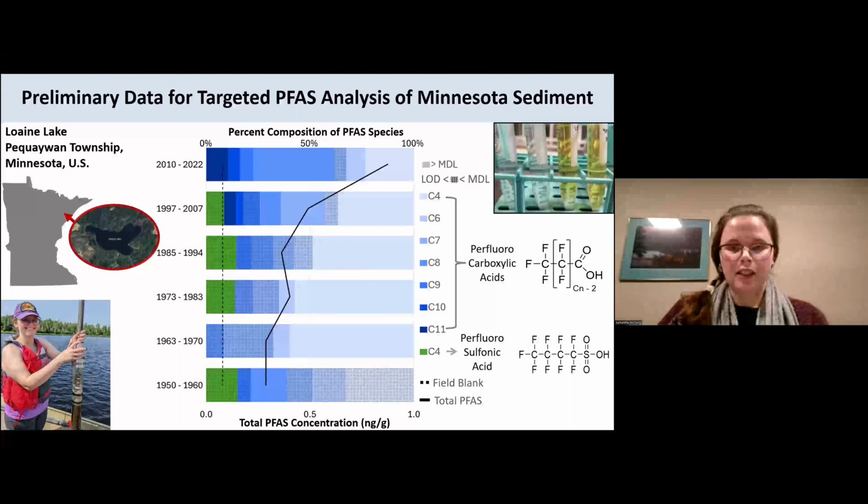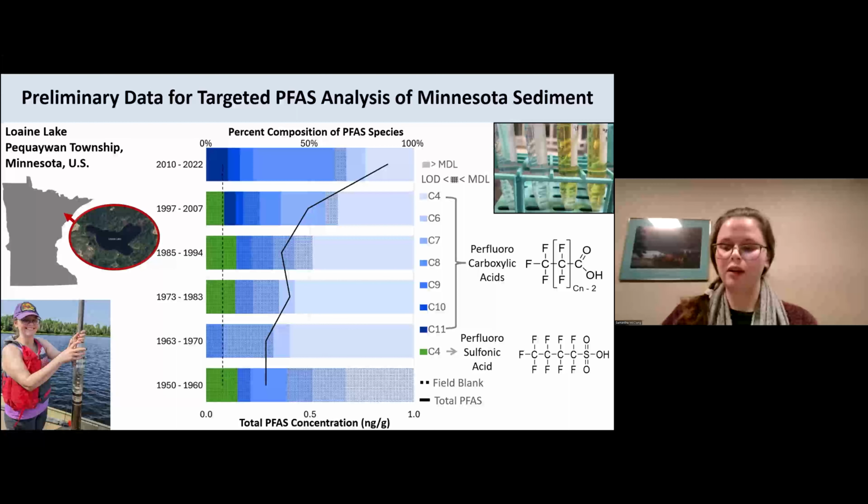The PFAS in the image in the center of the screen are separated by chain length from C4 to C11. And overall, the concentrations of PFAS are low but detectable. It is clear to see that perfluoroalkyl carboxylic acids are the dominant type of PFAS present. This is similar to what has been seen in wet deposition samples analyzed by the National Atmospheric Deposition Program. And it also suggests that this lake was a good candidate for assessing atmospheric PFAS inputs.